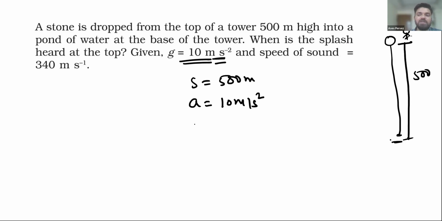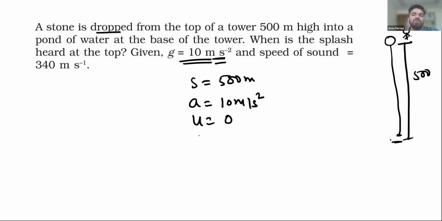What is the initial velocity? Because U is very important. What is U? 0. Yes, U is 0. Because whenever an object is dropped, the word drop means it is not thrown down, it is dropped. So initial velocity is 0. The speed will start increasing from 0.